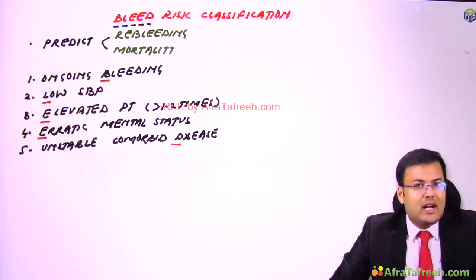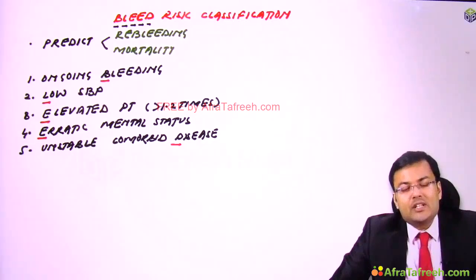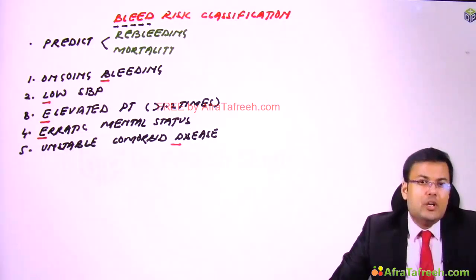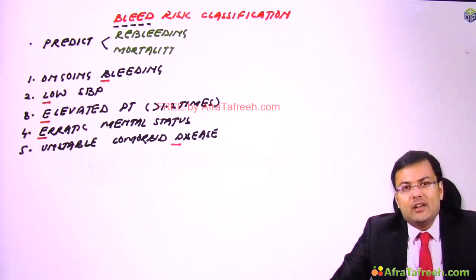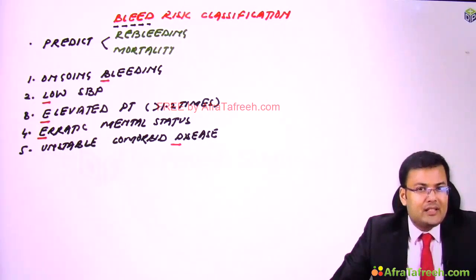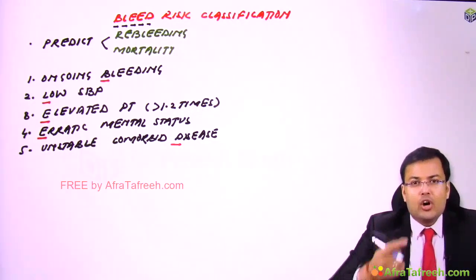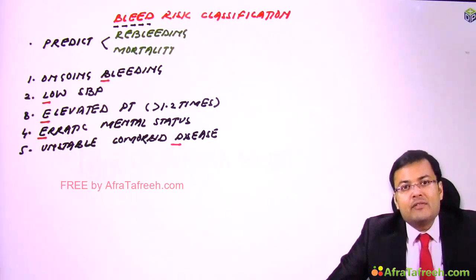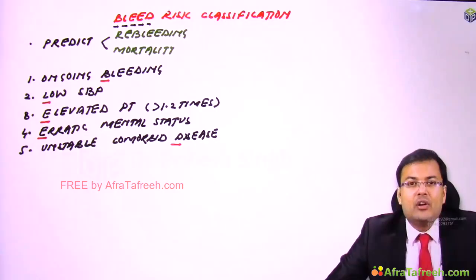After that, see, I told you the first investigation done in patients of upper GI bleeding is endoscopy. Now, on the basis of endoscopic findings, we can predict what are the chances of rebleeding. And this is predicted by a classification known as Forrest classification. So have a look. What's the Forrest classification?